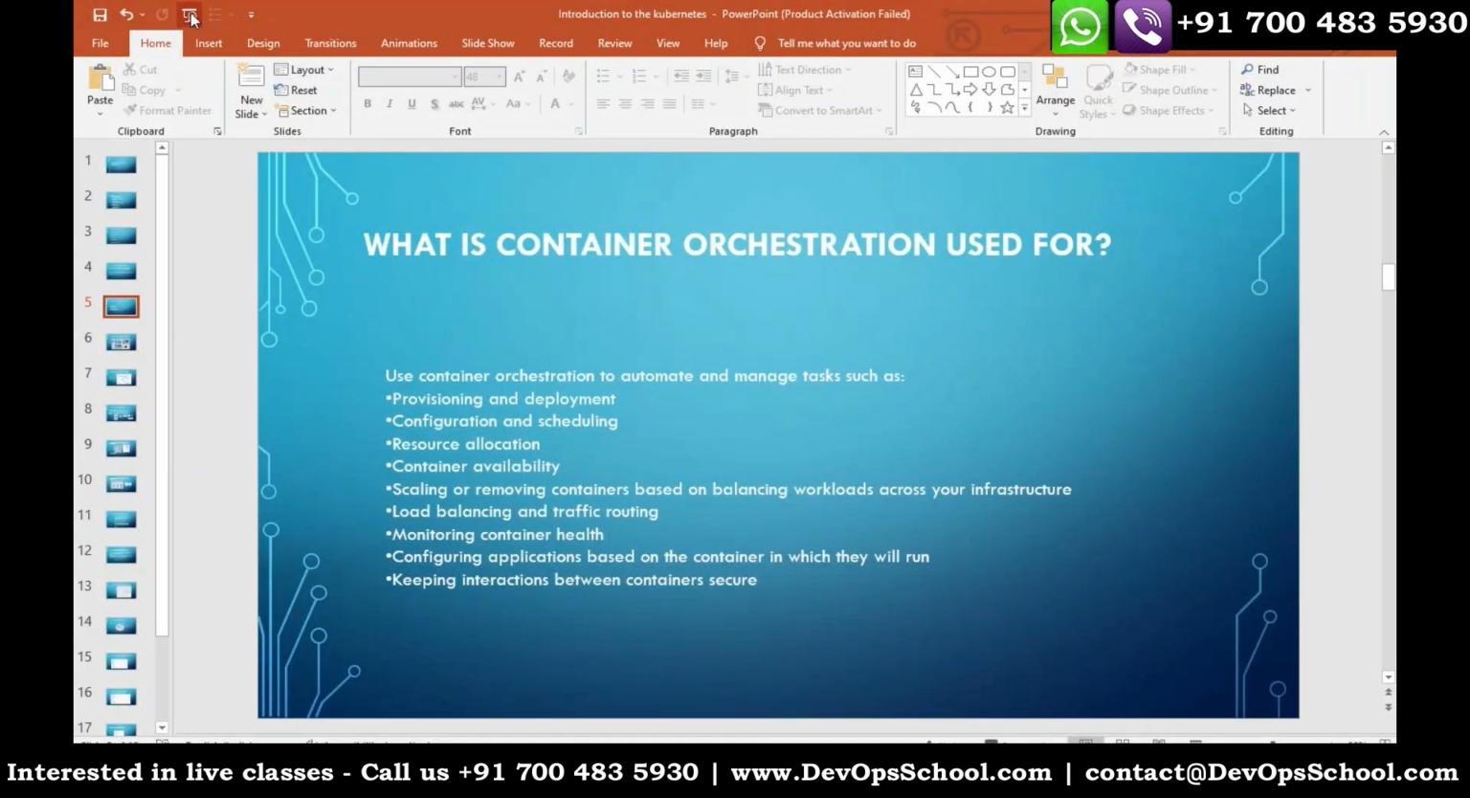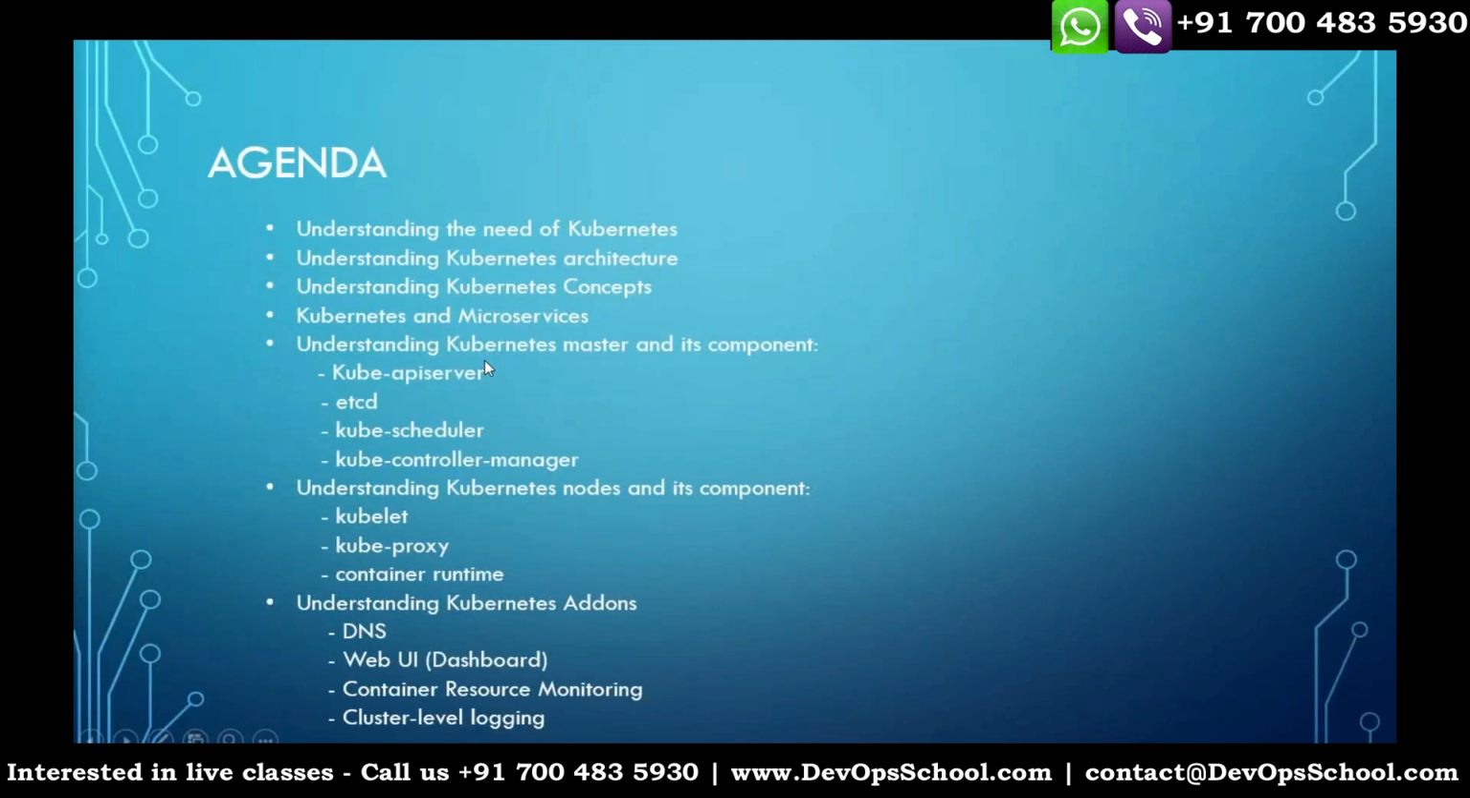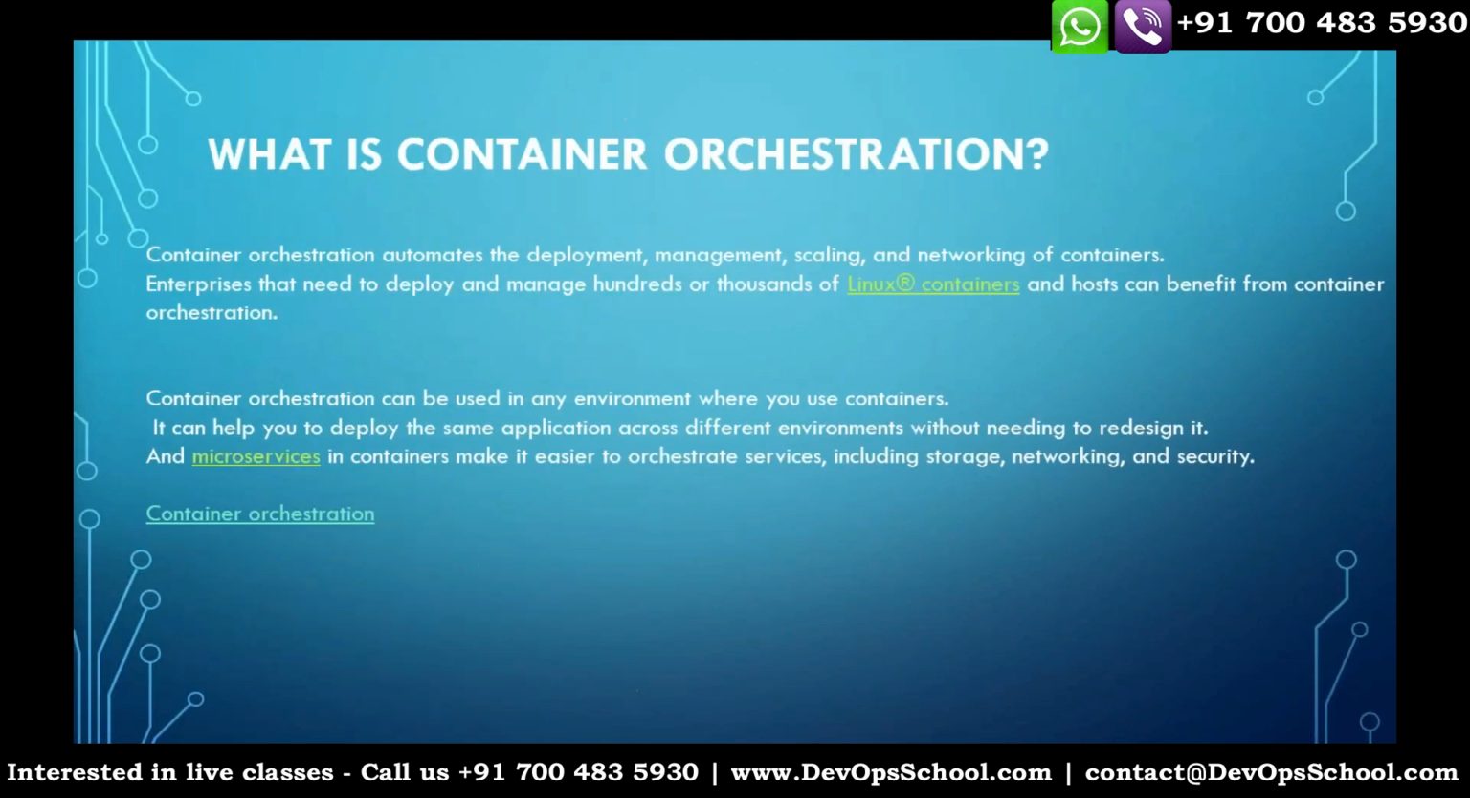So we were discussing the first point, understanding the need for Kubernetes, and Kubernetes is nothing but an orchestration tool. So we need to understand what container orchestration is. As I have mentioned, container orchestration automates deployment, management, scaling, and networking of containers. That means the scaling, networking, storage management, and deployment will happen automatically, and there will be hundreds or thousands of Linux containers, and we can make use of this orchestration tool to manage all of that.